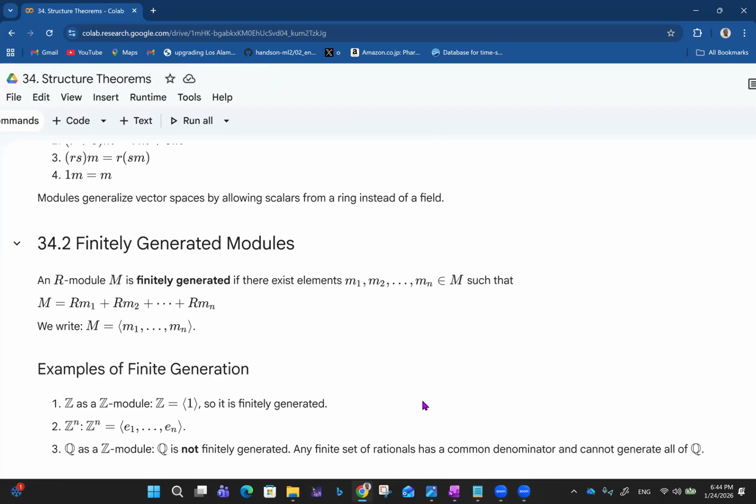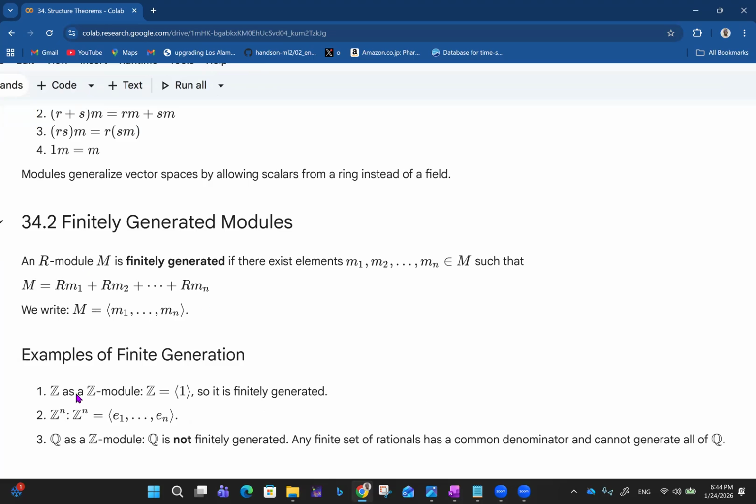Imagine these possibilities. You have Z as a Z-module, which we confirmed in the last video. Z is simply generated by one. Just keep going: one, two, three, four, go to the right, go to the left, and you're good. Go to the right: one, two, three, all the way up. Then go to the left: one, 0, minus 1, minus 2, all the way down. So in that case, Z is finitely generated. And then we have Z^n. Z^n is generated by the identity elements e1 to en, and that's Z raised to the power n, by the way.